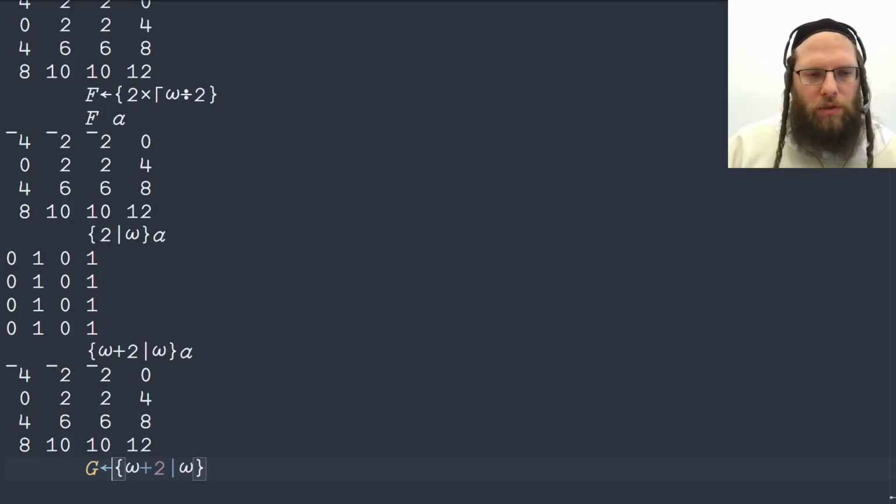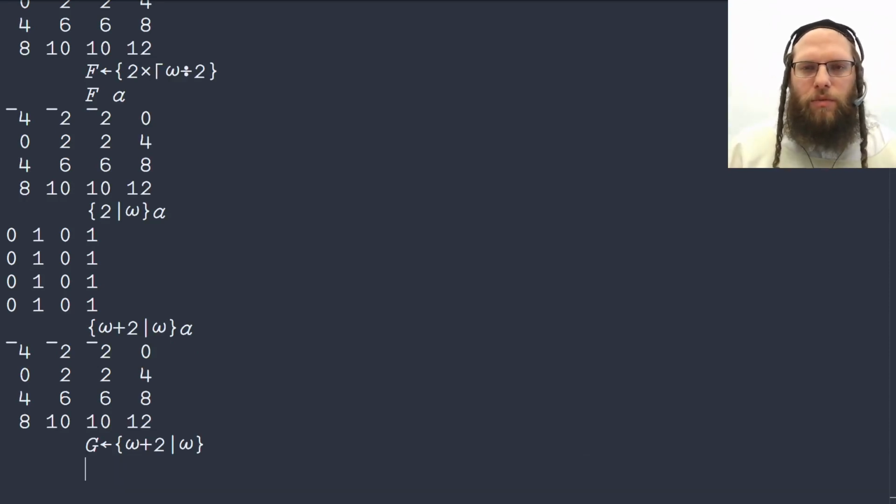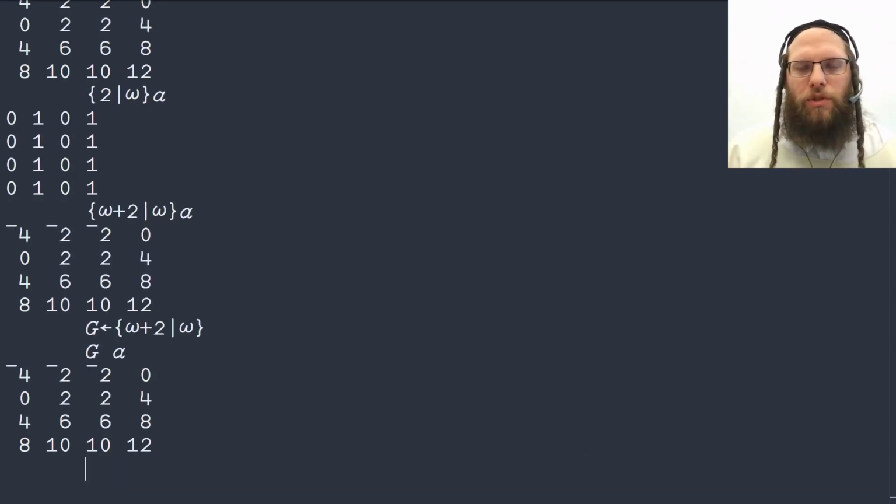So let's call this g, and we can apply it with g of A. So here are 2 really neat solutions to our problem.